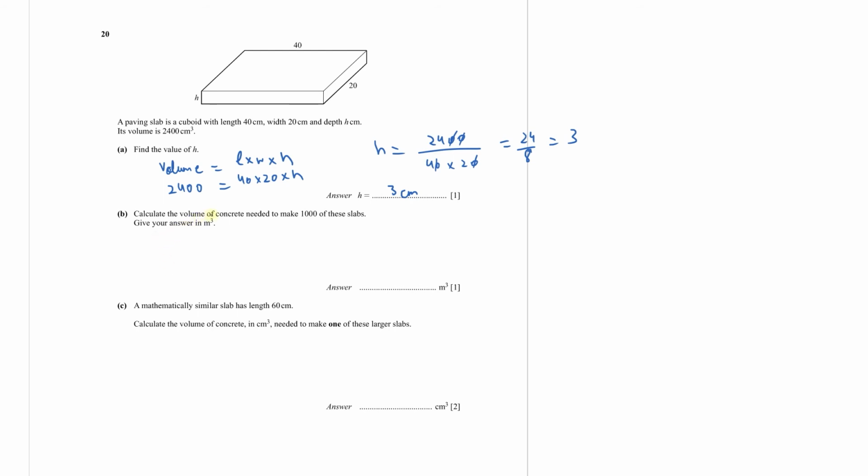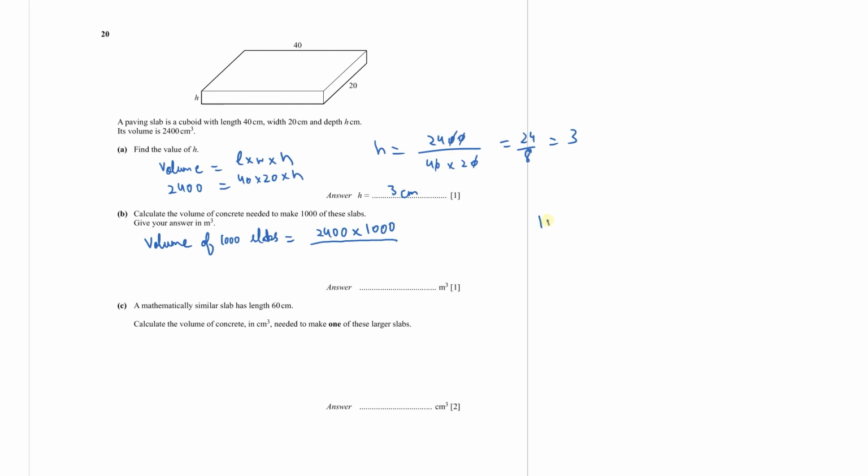Calculate the volume of concrete needed to make 1000 of these slabs. Give your answer in meter cube. So you know that the volume of one slab is 2400 centimeter cube. The volume of 1000 slabs will be simply the volume of one slab multiplied by 1000, but this will give you the volume in centimeter cube. So you have to convert it into meter cube.